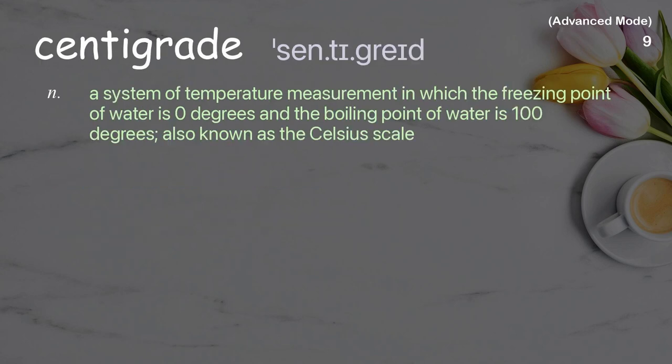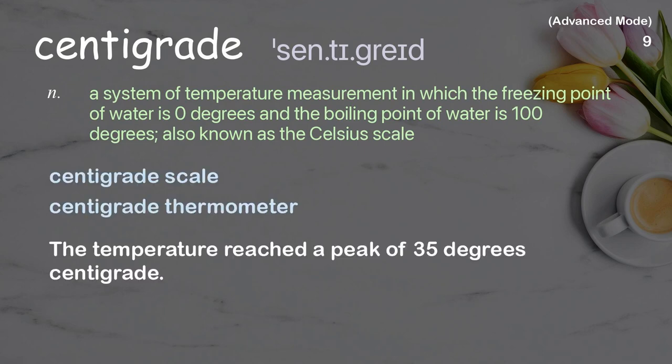Centigrade. A system of temperature measurement in which the freezing point of water is 0 degrees and the boiling point of water is 100 degrees, also known as the Celsius scale. Examples. Centigrade scale. Centigrade thermometer. The temperature reached a peak of 35 degrees centigrade.